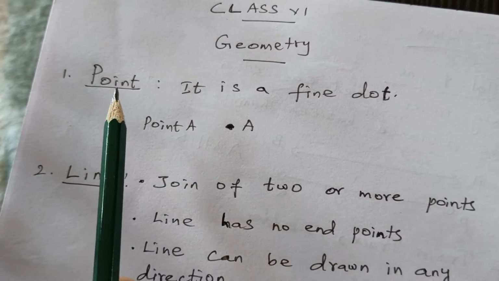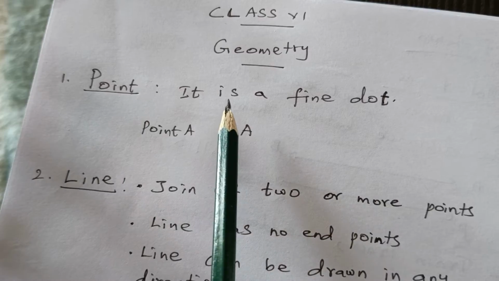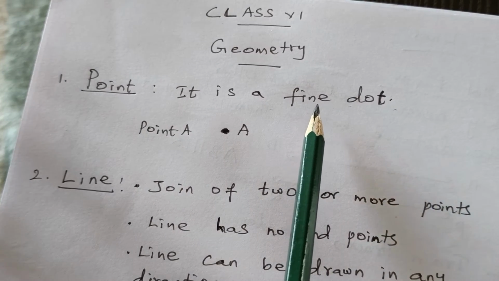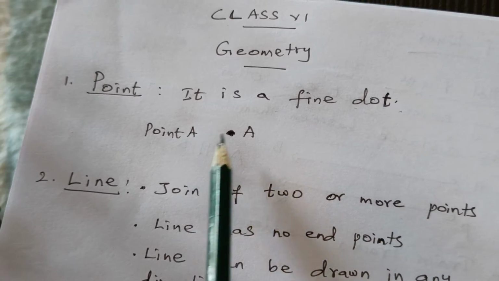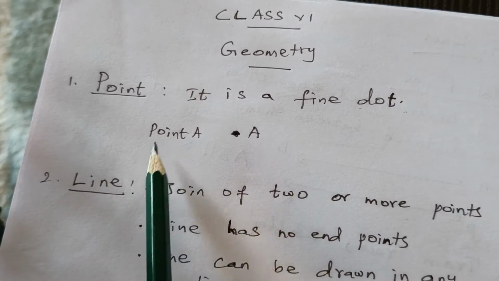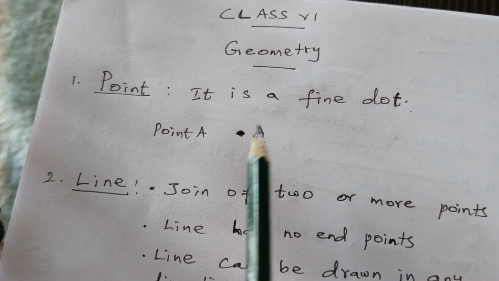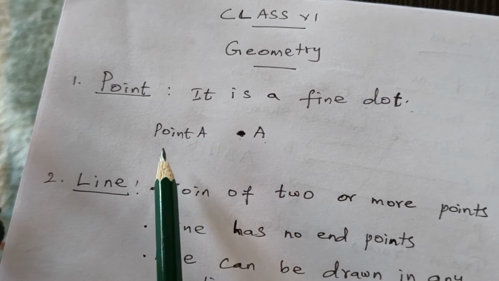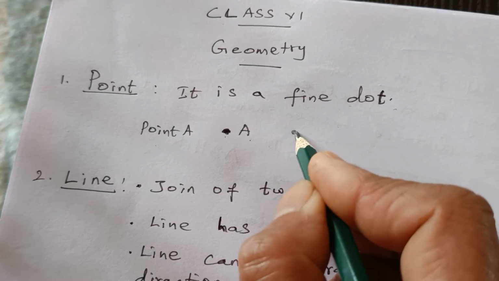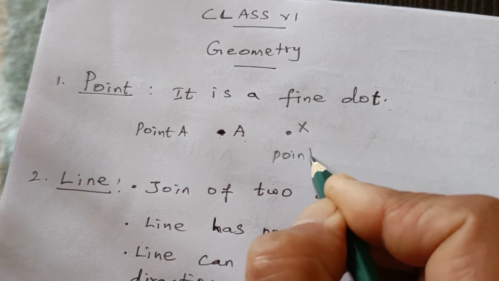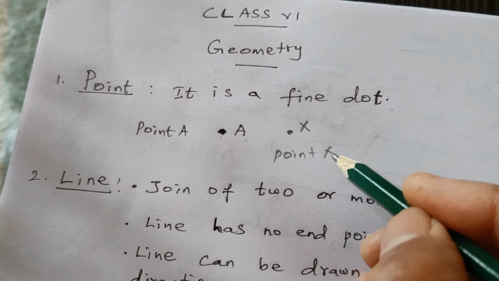Let us start from a point. What is a point? It is a fine dot. A fine dot means a minute point. This is denoted by a capital letter. A point is named by any capital letter from A to Z. We call it point A. Or you have another point and name it X. We read it as point X. The name of this point is X.